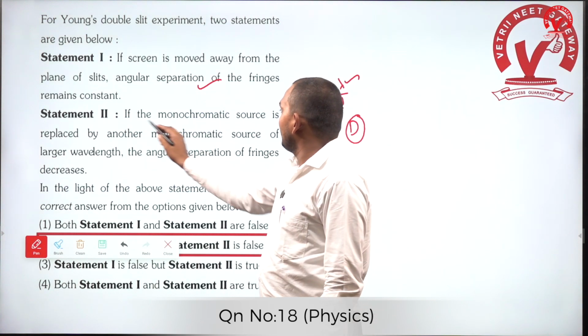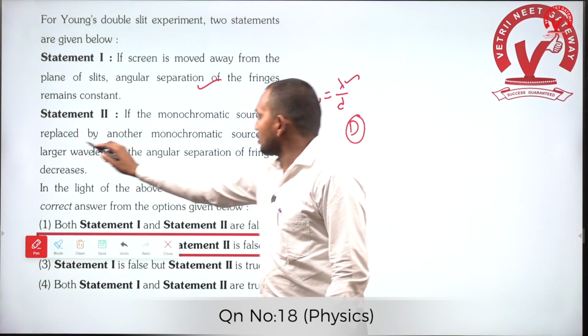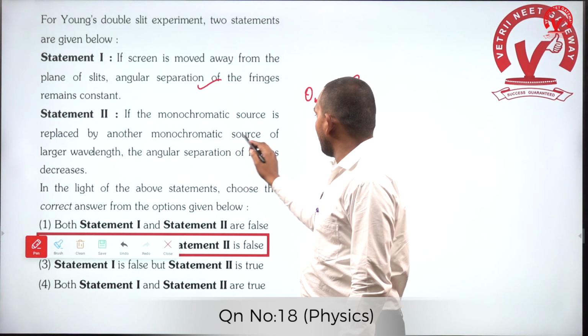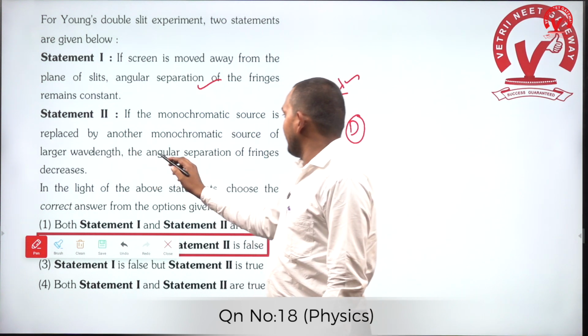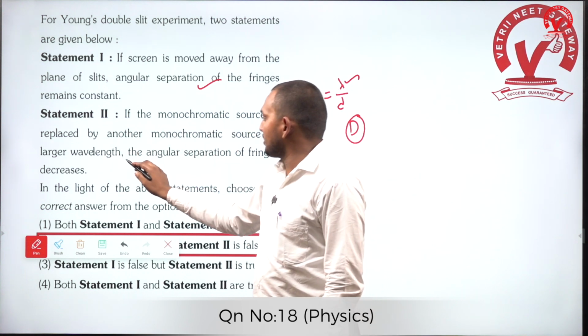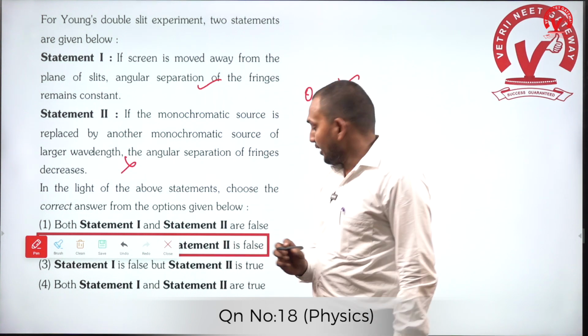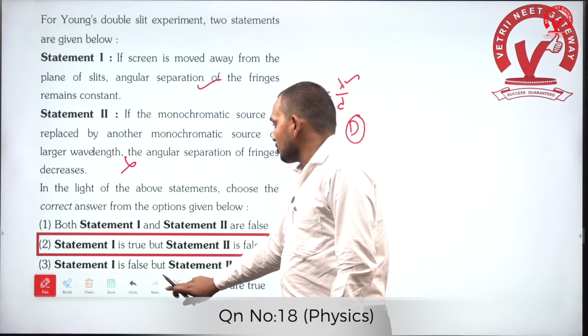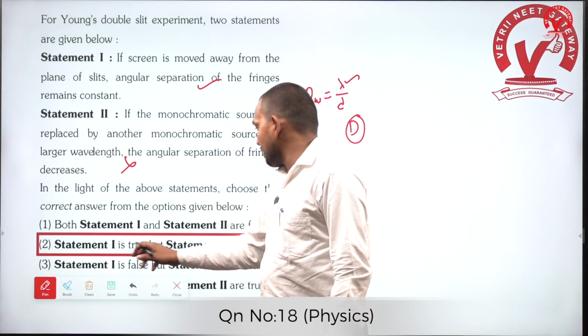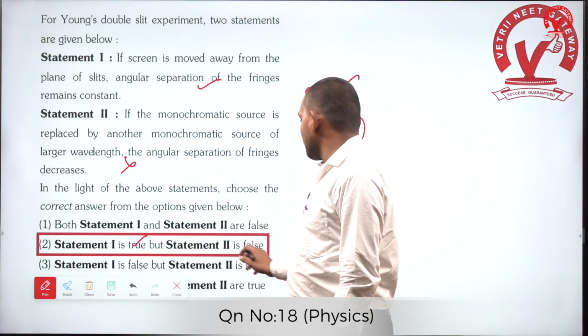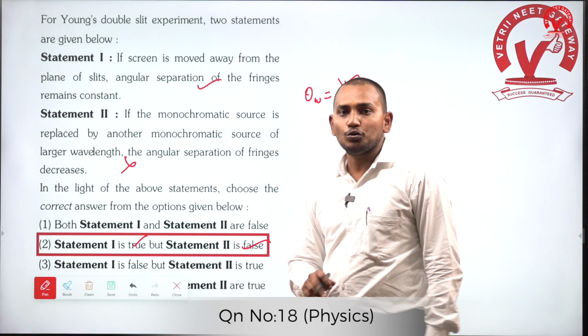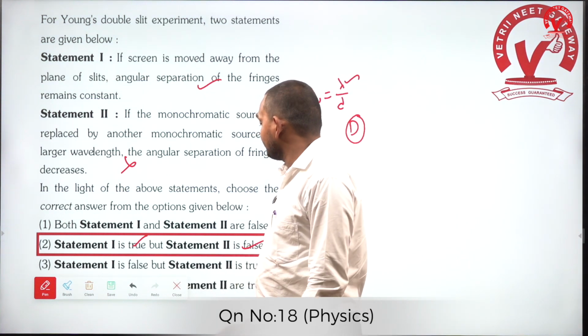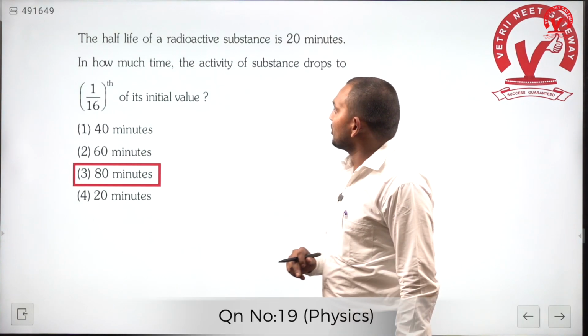See the second one. If the monochromatic source is replaced by another monochromatic source of larger wavelength, then angular separation of fringes decreases. Then the second one is wrong. So statement 1 is true, statement 2 is false. So option 2 is the correct one. We move to the next one.